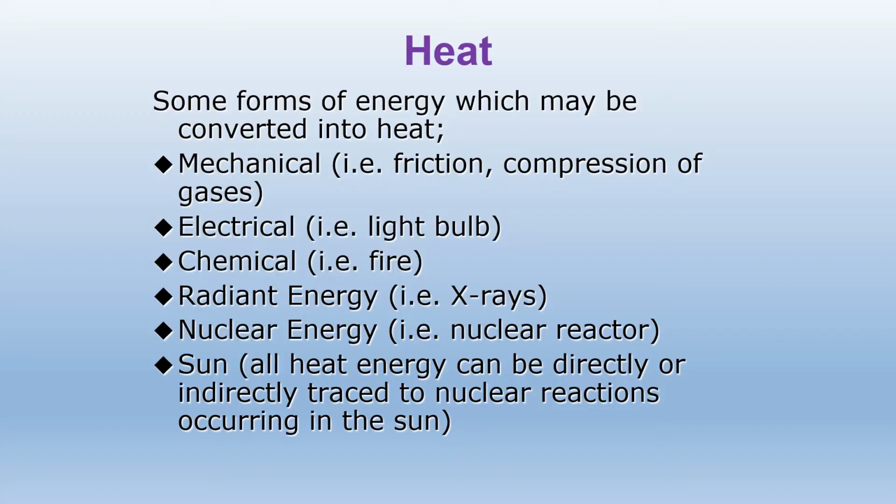Some forms of energy which may be converted into heat include mechanical energy via friction or the compression of gases, electrical energy such as in the heat put out by a light bulb, chemical energy such as wood or gasoline burning in a fire, radiant energy such as in X-rays, nuclear energy such as in a nuclear reactor, or energy from the sun. Nearly all heat energy here on the Earth can be directly or indirectly traced to nuclear reactions occurring in the sun.